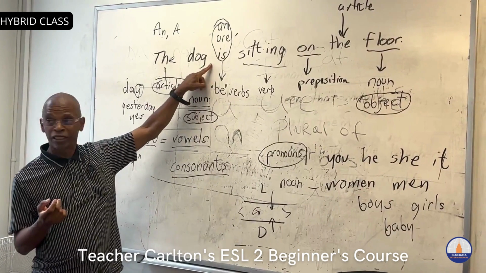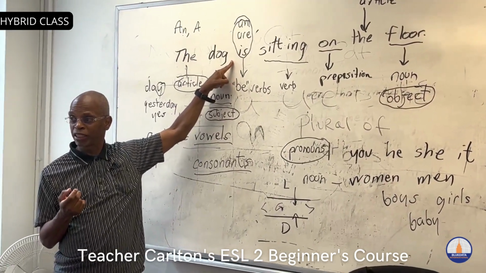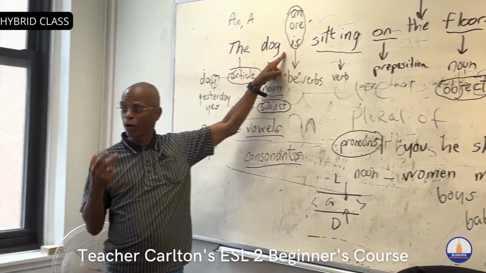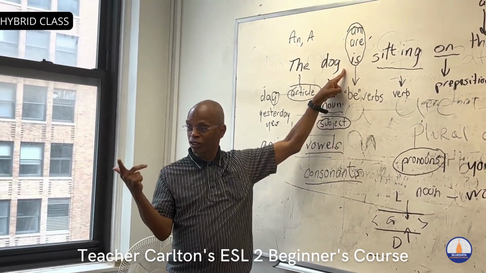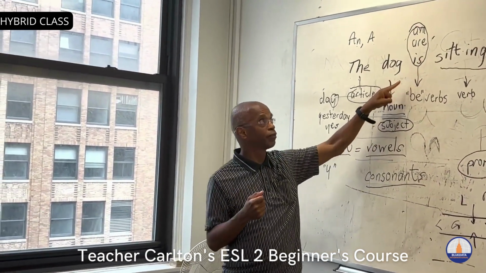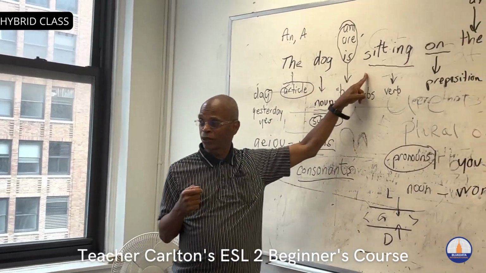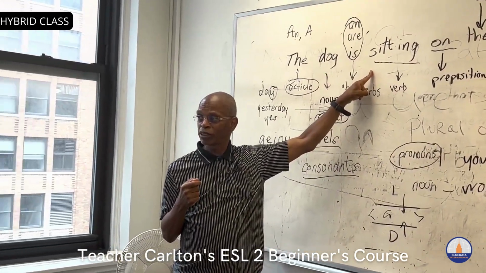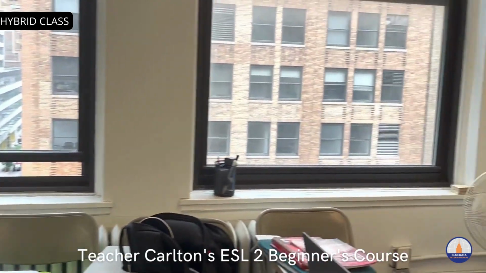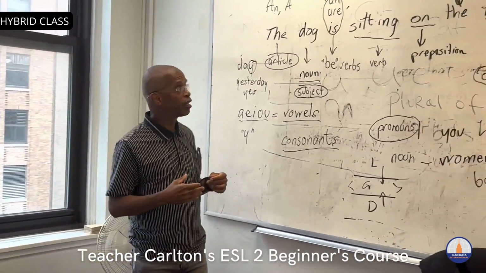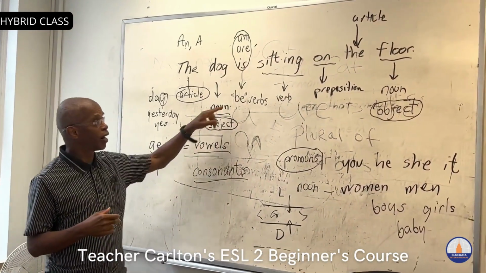Is, remember what is? Verb. It's a be verb, exactly. And what are the be verbs? Is, am, are. Exactly. Sitting. Do you remember what that was? It's a verb. Verb plus ing. And with the ing, it's continuous. Yes, it's a continuous verb, exactly.